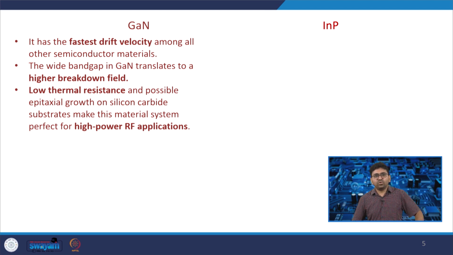and it also has low thermal resistance, and the possible epitaxial growth on silicon carbide substrate makes this material system perfect for high power RF application. Because of this silicon carbide substrate, it can provide low thermal resistance, and the temperature will easily dissipate, and that is why it is widely used for high power RF application.